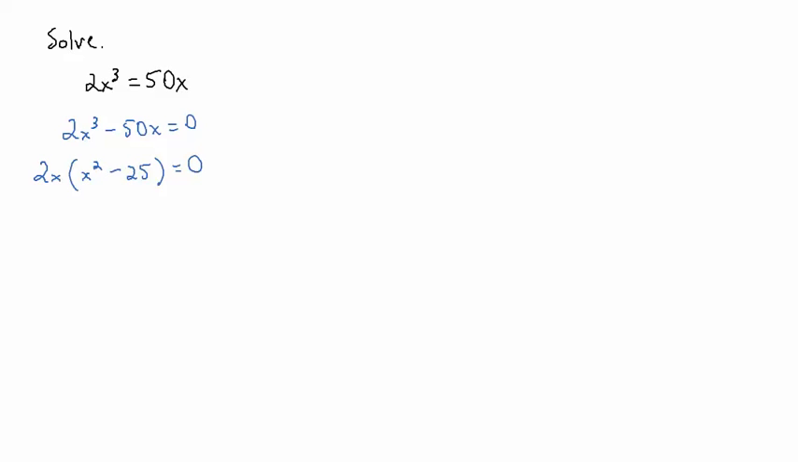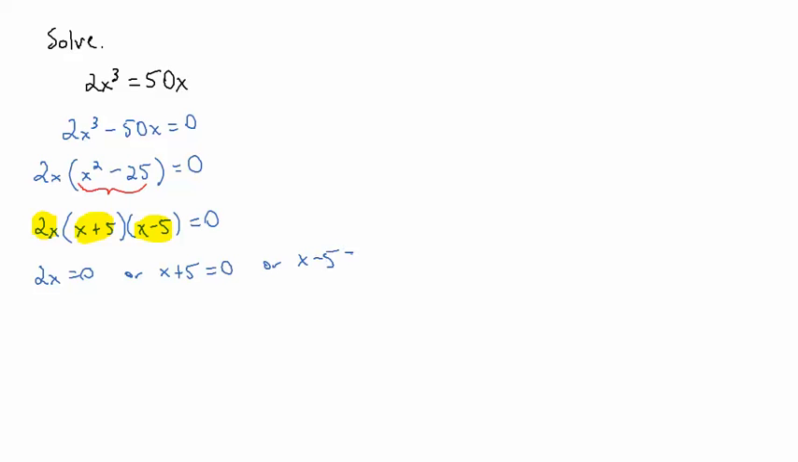Now, this x squared minus 25 factors further. It's a difference of squares, and we can factor it using conjugates. So I carry down my 2x, and x squared minus 25 factors as x plus 5 times x minus 5. Now I have three things multiplied together to be 0. So one of those three things has to be 0. So 2x has to be 0, or x plus 5 has to be 0, or x minus 5 has to be 0.